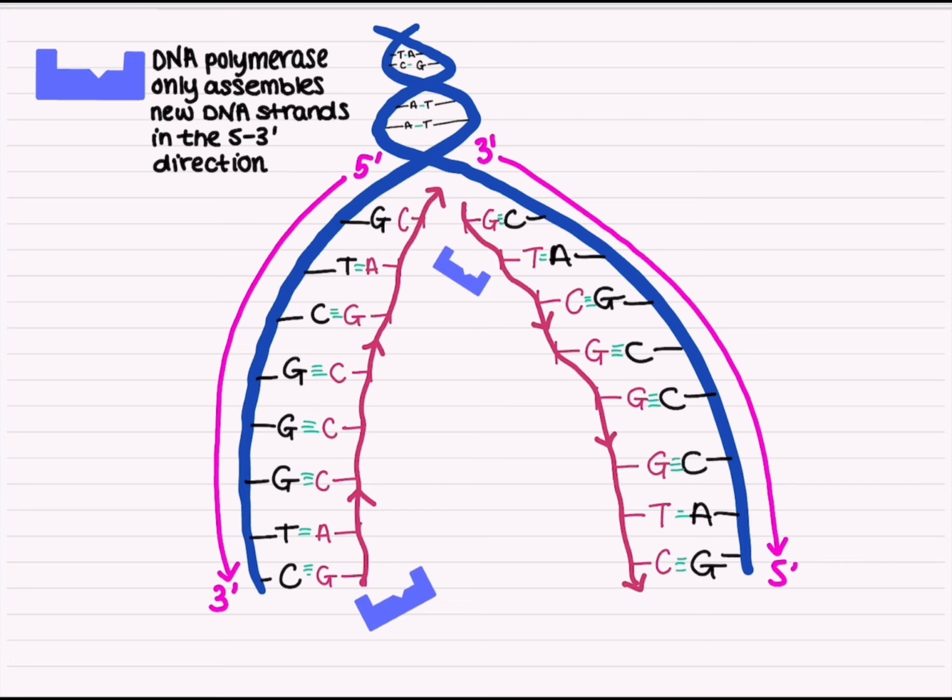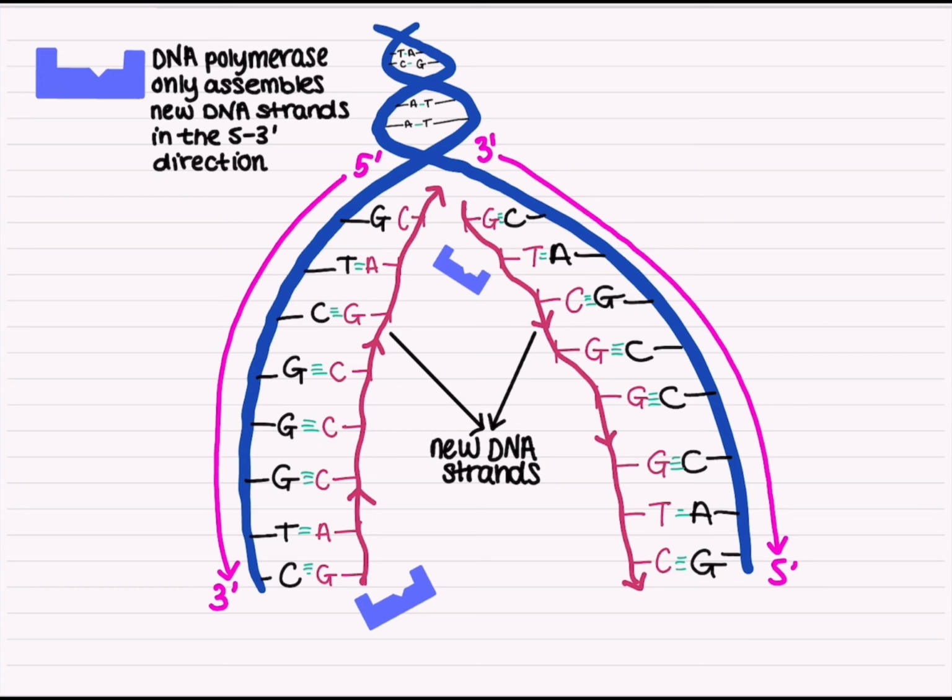DNA polymerase works by catalyzing the series of condensation reactions between single nucleotides, those single nucleotides that lined up with the exposed bases and formed hydrogen bonds. They catalyze the series of condensation reactions between these to form a polynucleotide strand. So this process ultimately builds the new strands of DNA.